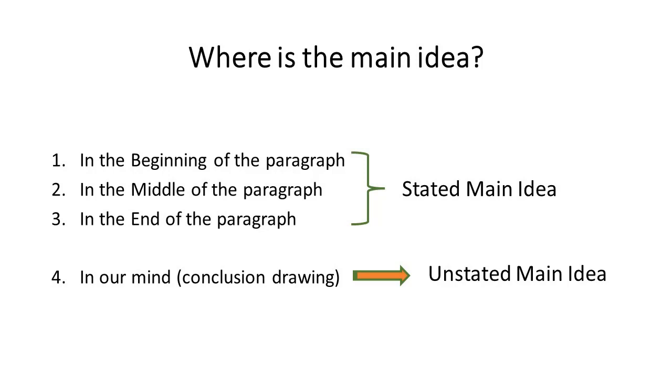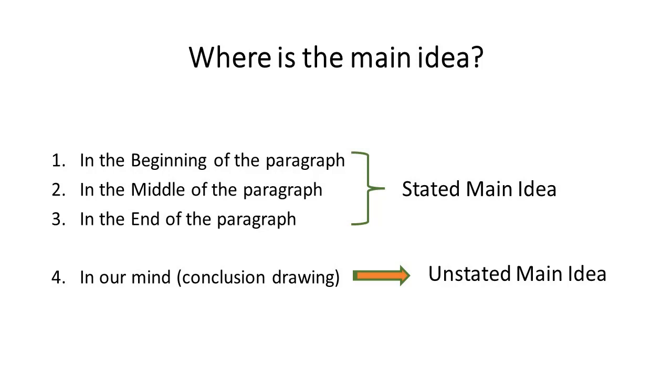The topic sentence can be in the beginning of the paragraph, in the middle, or in the end of the paragraph. If the main idea is unstated, we cannot easily find the topic sentence because the author just wants to show you the details, the supporting details in the paragraph. So you should conclude first to find the main idea. You should conclude what the author wants to say in the whole paragraph.